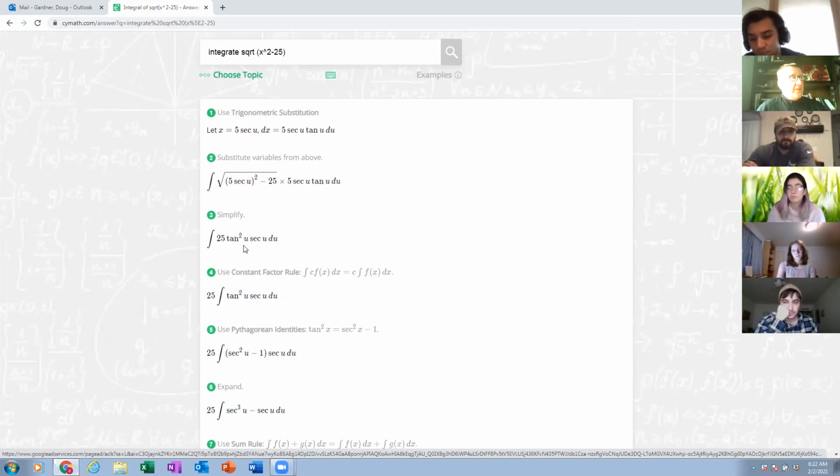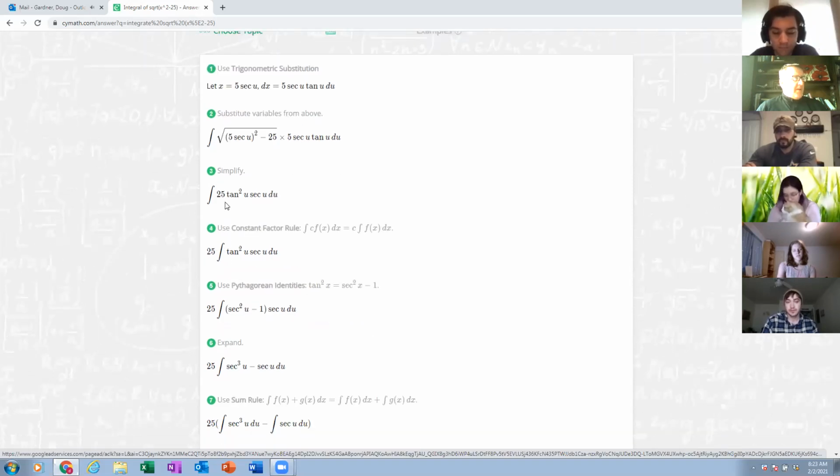The question is just, can I do it now? Is this easier than it was before? It's really weird to think that the square root of x squared plus 25 turns into the integral of 25 tangent squared secant. But I don't know about you, I look at that and think I still can't do that. Maybe that's why there's a whole bunch more steps, because maybe there's yet another substitution. Notice they pulled the 25 out front. Yeah, we talked about that. Pythagorean theorem, that's interesting.